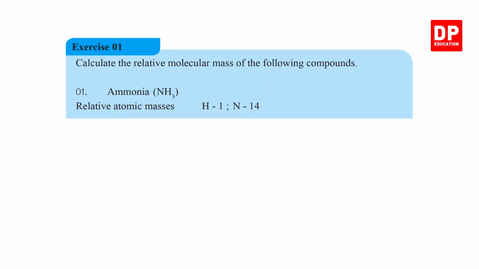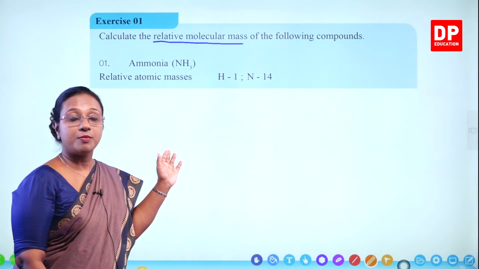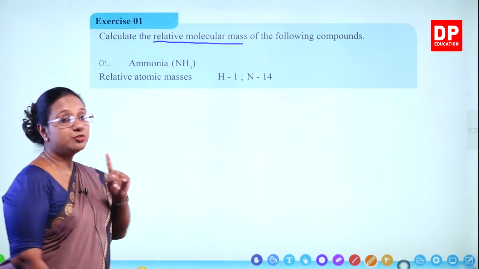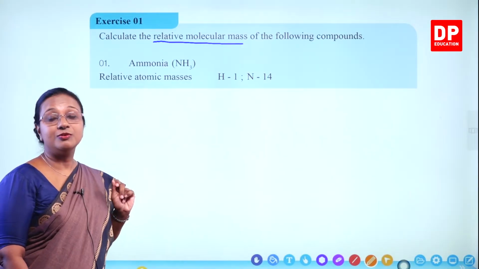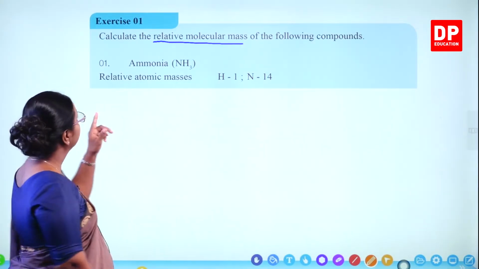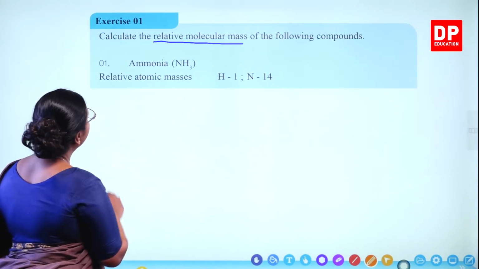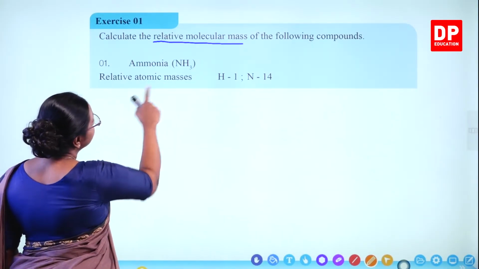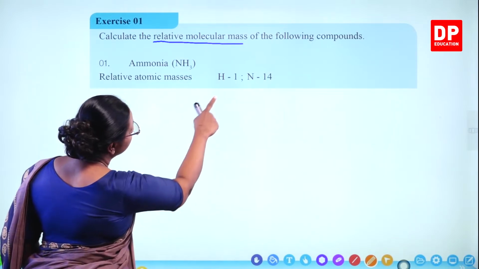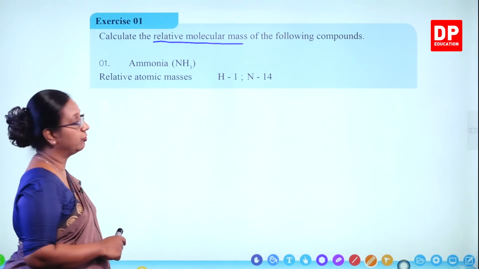Exercise 1. Calculate the relative molecular mass of the following compounds. This is the exercise from your textbook. So I am sure you can try it first. Then you can look at my calculation. The first molecule is ammonia. We have already done that also. So relative atomic masses are given to you. H is 1 and N 14.